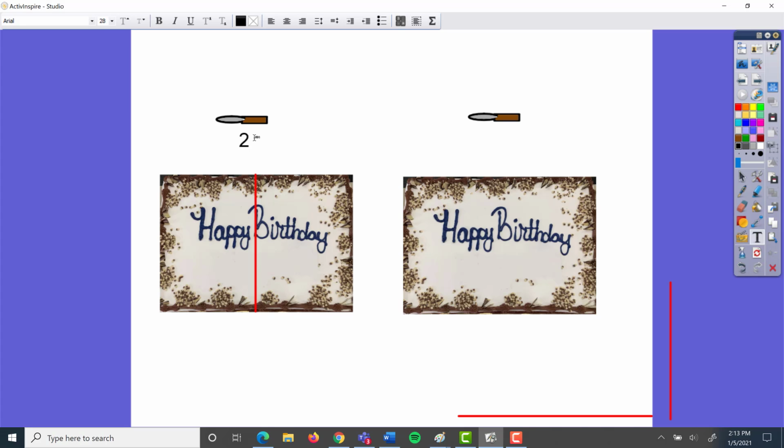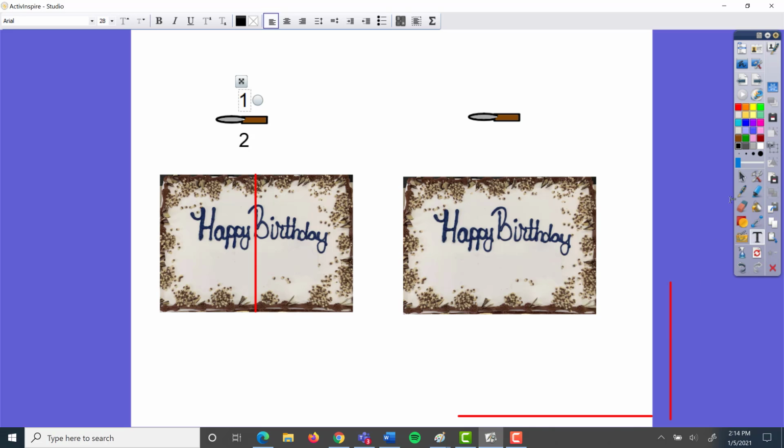So that lets me know the number on the bottom is what I have cut the cake into. I've used the knife to cut the cake into 2 slices. The number on the top is going to be how much of the cake I'm talking about. So if I get one of these slices of cake, the number on top will be 1, because that's the part of the cake that I got. I got 1 out of the 2 slices.